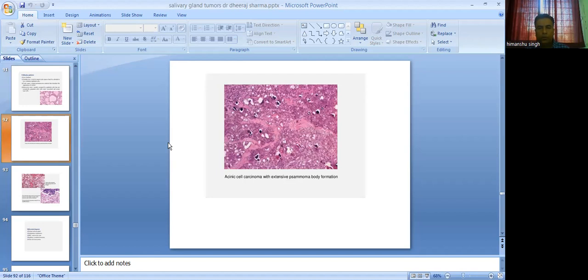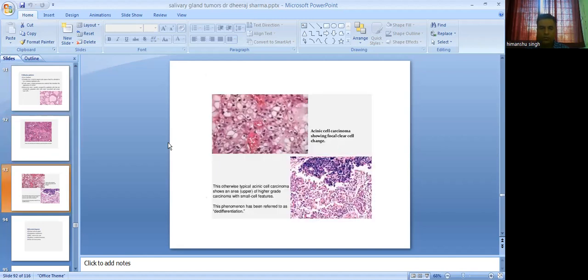In this photograph, you can very well see the acinic cell carcinoma with extensive psammoma body formation. Acinic cell carcinoma showing focal clear cell change. In the upper photograph and lower photograph, you can see the typical acinic cell carcinoma, with areas of high-grade carcinoma and small cell features. This phenomenon has been referred to as dedifferentiation.